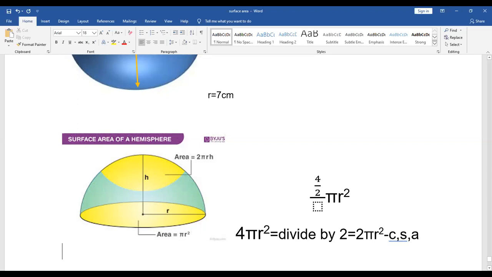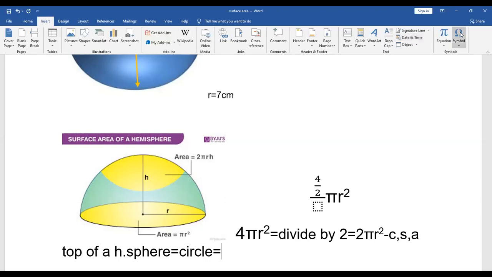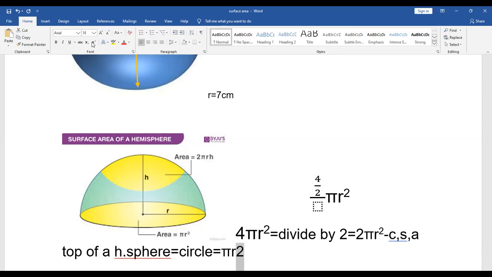So how do you find the area of a circle? The area of a circle is found by pi r squared. So you'll come here and you insert your pi, and then you see r, and then you make it squared. Pi r squared. So yeah, very good.